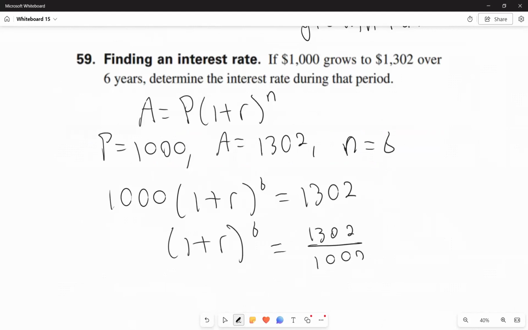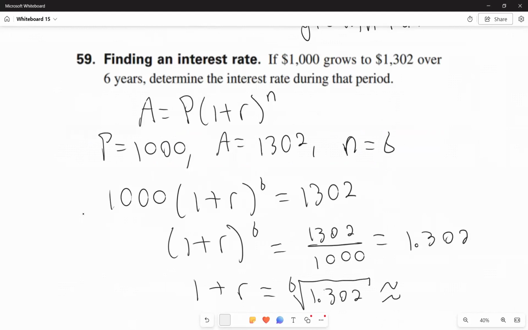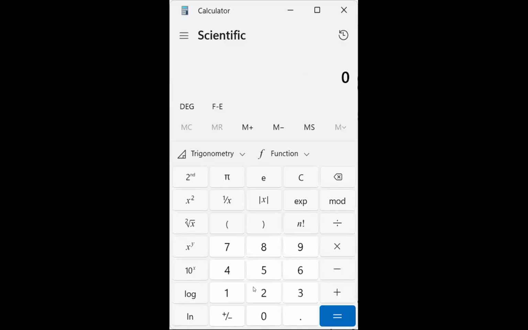So 1,302 over 1,000 is 1.302. And 1 plus r is the 6th root of 1.302. So let's find this. This is 1.302 to the power of 1/6. So that's to 3 decimal, that's 1.045.